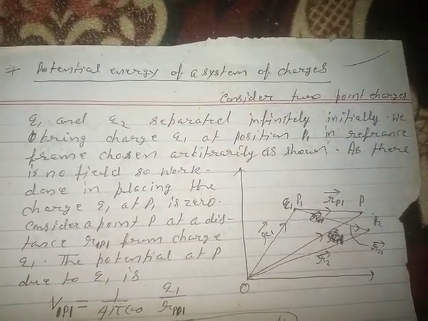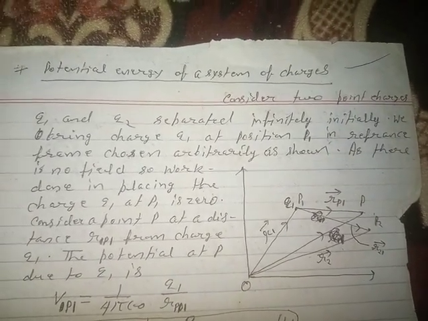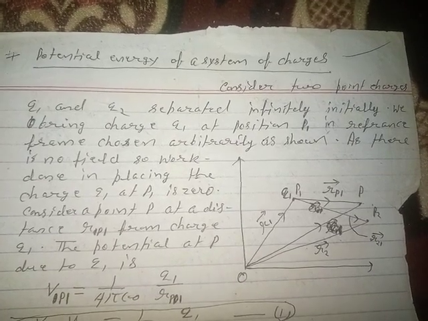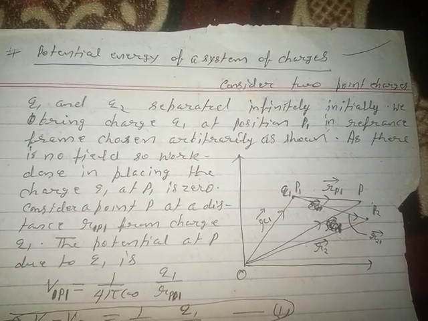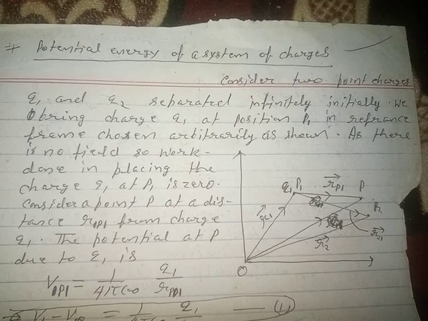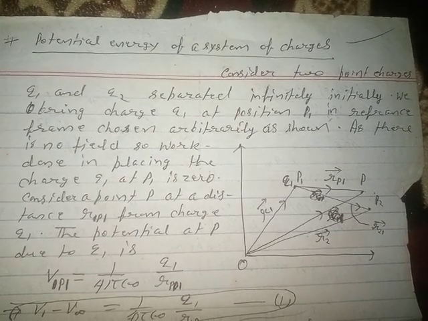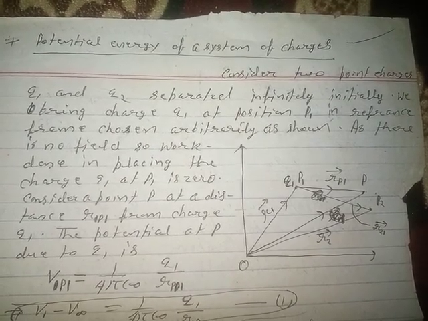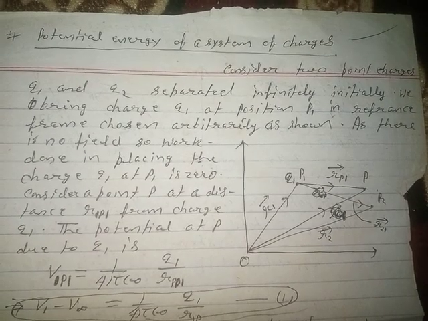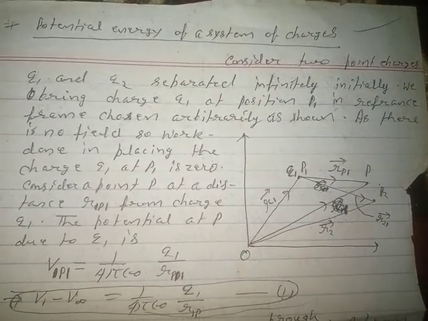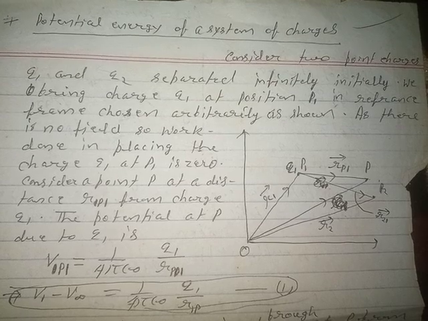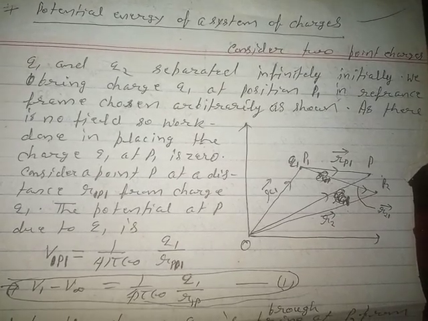Potential energy of a system of charge. Consider two point charges Q1 and Q2 separated infinitely initially. We bring charge Q1 to position P1 in a reference frame chosen arbitrarily, as shown. As there is no field, the work done in placing the charge Q1 at P1 is 0.